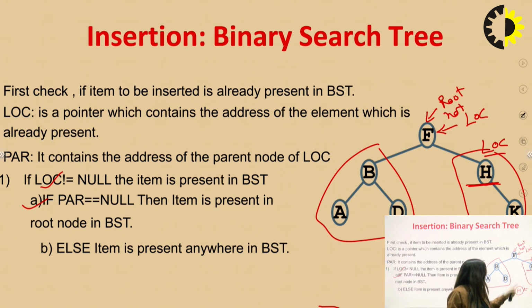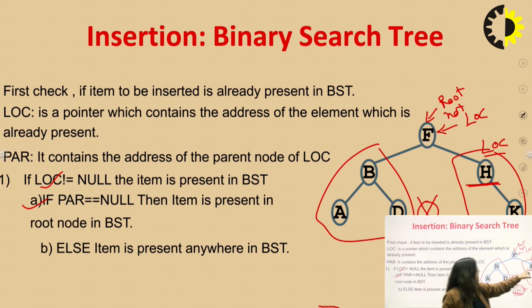So parent, what is parent? It is a parent node of this presented node. So parent equal to null means there is no parent available for the presented node in this BST. So according to this, H is the root node, H is the main node. Otherwise, it is present anywhere in this tree.